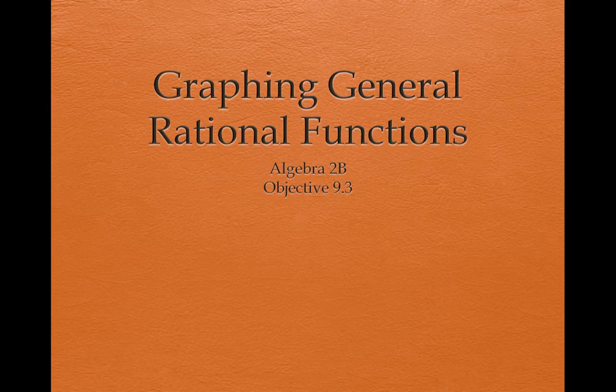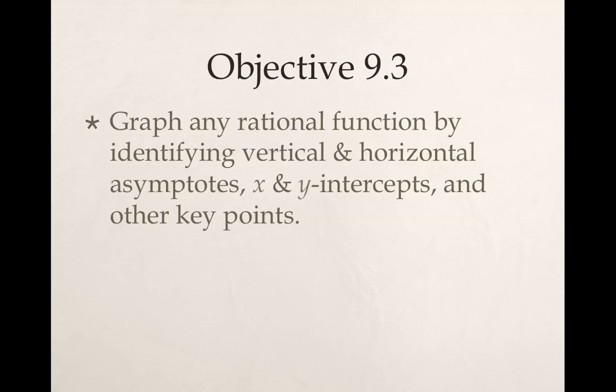Objective 9.3, Graphing General Rational Functions. In this objective, we want to be able to graph any rational function by identifying vertical and horizontal asymptotes, x and y intercepts, and any other key points that will help us to graph our function. So we will be building on what we worked on in the last objective, but these are going to get a little more complicated and require a little more analysis.